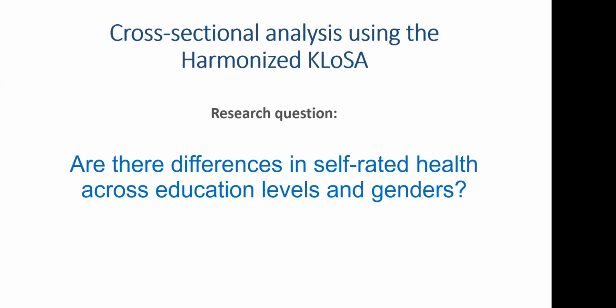This will be a cross-sectional analysis using the Harmonized KLOSA. Our research question will ask if there are differences in self-rated health across education levels and genders. KLOSA, along with many other HRS sister studies, asks the respondent to rate their health, usually using a scale from excellent to poor. We'll be looking at the mean level of self-rated health and then looking at the mean level of self-rated health across education levels and gender, and we'll perform an adjusted Wald test to compare those means.